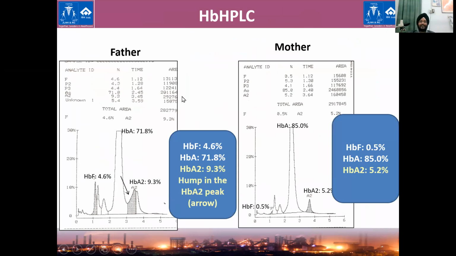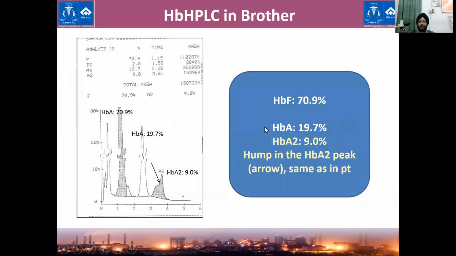Looking at their HPLC tracing, we can see that the father has a hump here, which is very similar to what the child has. And the mother is beta thalassemia trait with an HbA2 of 5.2%. And the brother has a very characteristic finding like his other sibling, an A2 of approximately 9 with a characteristic hump in the A2.